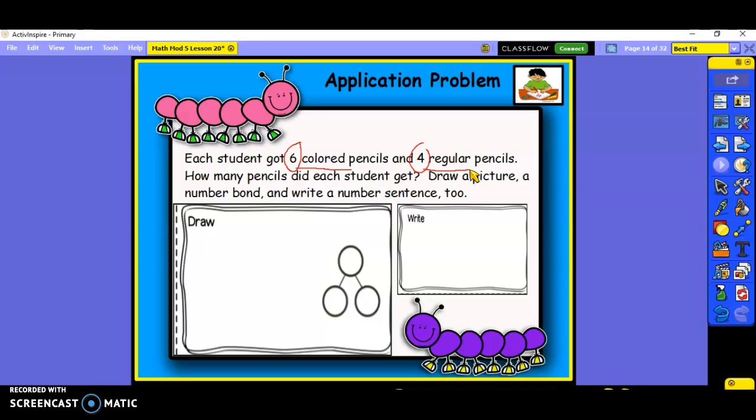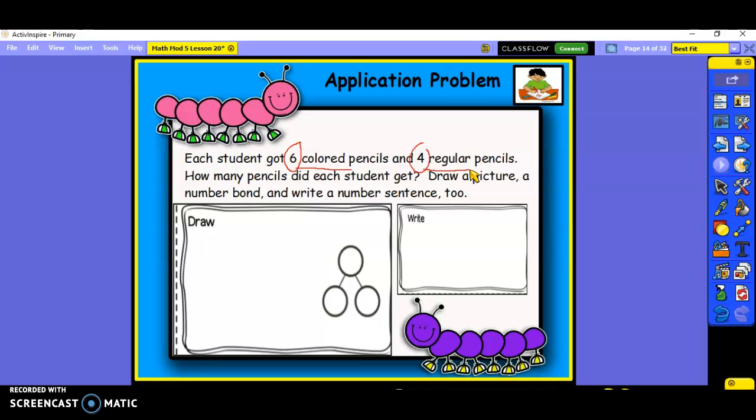Each student got 6 colored pencils and 4 regular pencils. How many pencils did each student get? Draw a picture, a number bond, and write a number sentence too. Okay, so let's start with our picture.